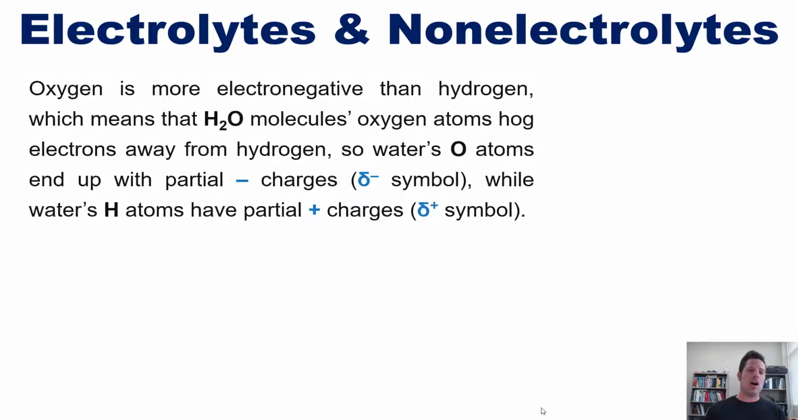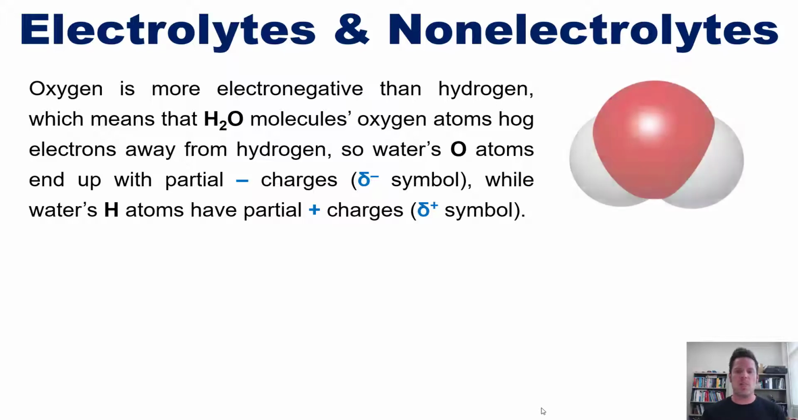So why does water have the ability to dissolve ionic compounds? Well, as it turns out, oxygen is more electronegative. That is, it's more electron greedy than hydrogen, which means that in H2O molecules, oxygen atoms hog electrons away from the hydrogen atoms.